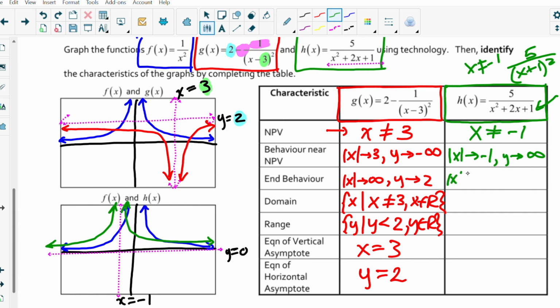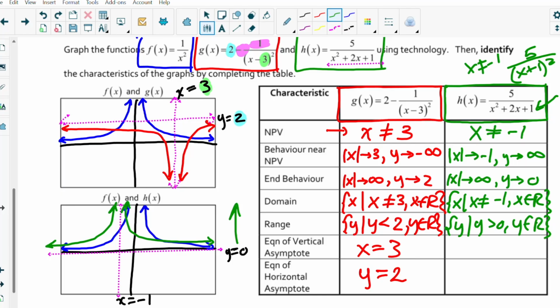End behavior, as absolute value of x approaches infinity, y approaches 0. So let's take a look. As x approaches the end behavior, infinity, the y value keeps going down and down until we just keep approaching 0. So y approaches 0. Domain: x such that x does not equal negative 1. X is an element of all real numbers. Range: y has to be greater than 0. So y is greater than 0. Y is an element of all real numbers.